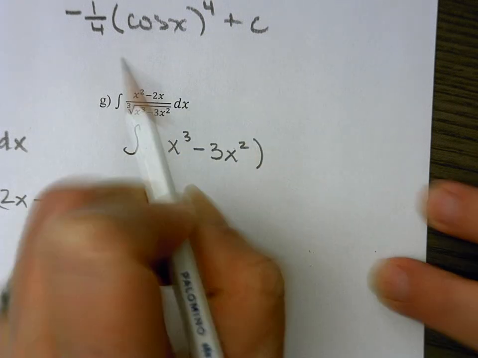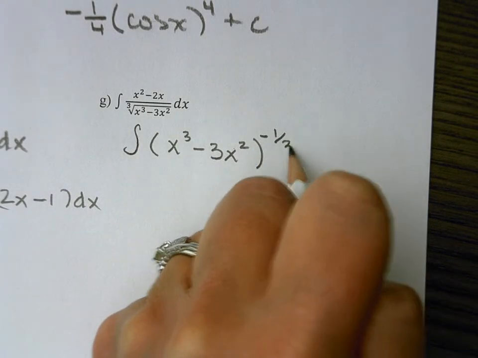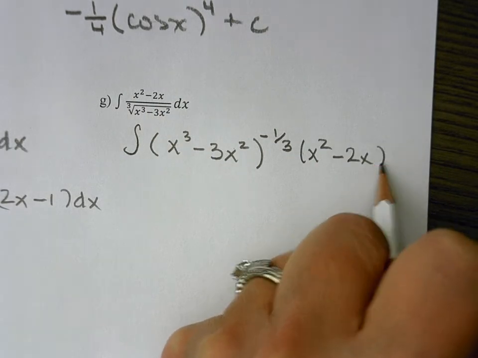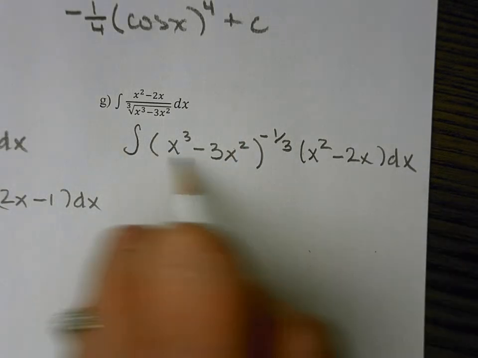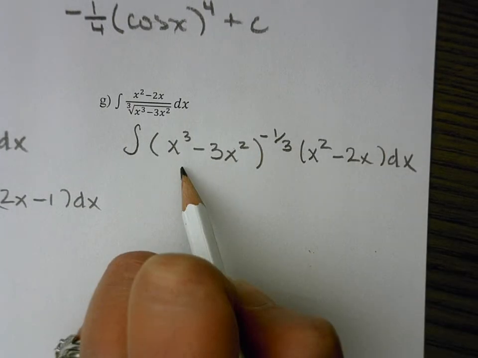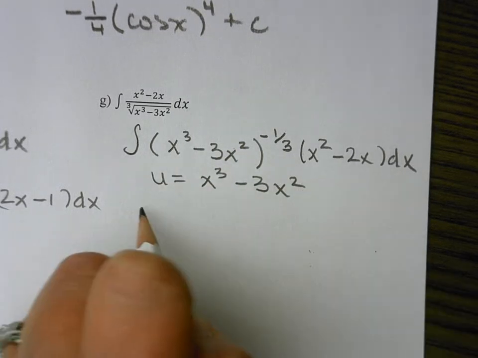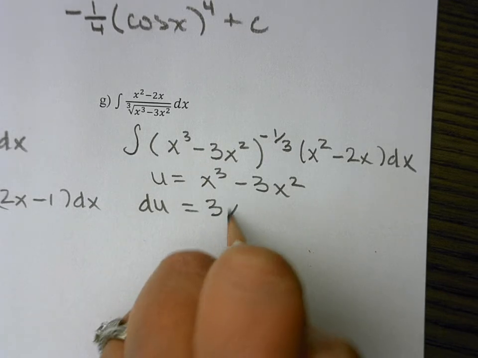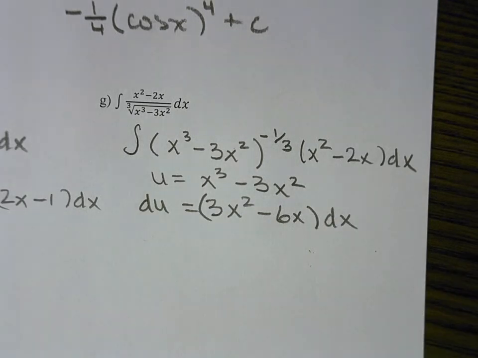And then this is a cube root, so that would be a 1/3 power, but we're moving it up, so that would be a negative 1/3 power. And then my remaining term is that numerator, with respect to x. So then my u is going to be what's inside the grouping, and even though this is grouped, it's just a power of 1, so we want to use this one right here because it's the power of negative 1/3. So I'm going to let u equal x cubed minus 3x squared, and then I'm going to take that derivative with respect to x. So that would be 3x squared minus 6x, and then multiply the dx over. Okay, so rocking and rolling.